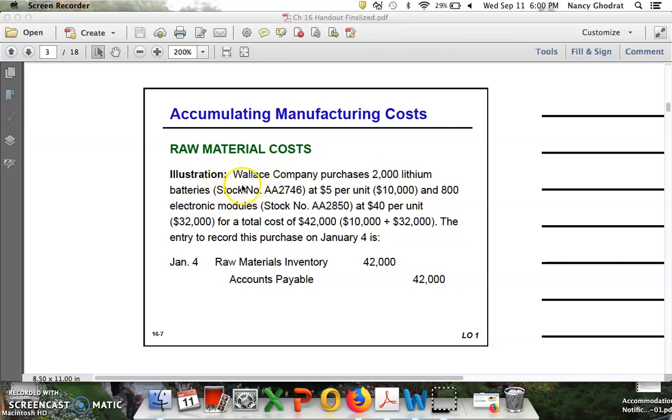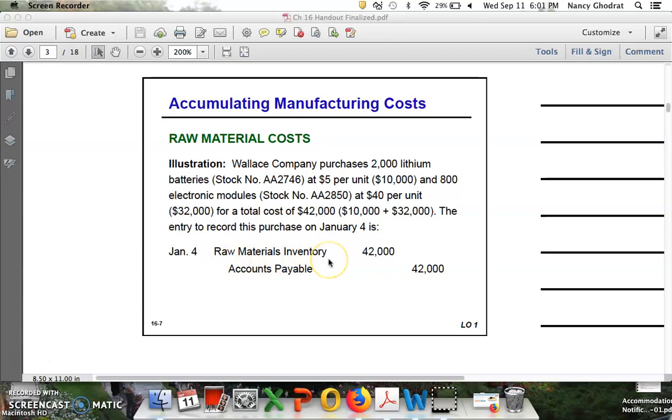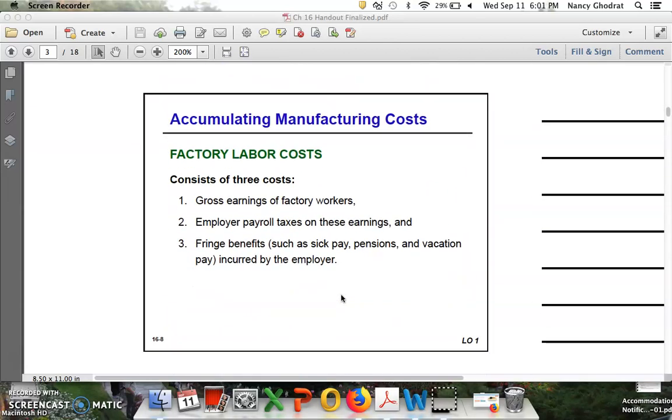So we're using an example for Wallace Company. They used materials: 2000 batteries at $5 and electronic modules at $40. So in total, they spent $42,000 and they haven't paid for it yet. So therefore, we're going to debit this new account, raw materials inventory, which is an asset, a current asset, and we're going to credit accounts payable.